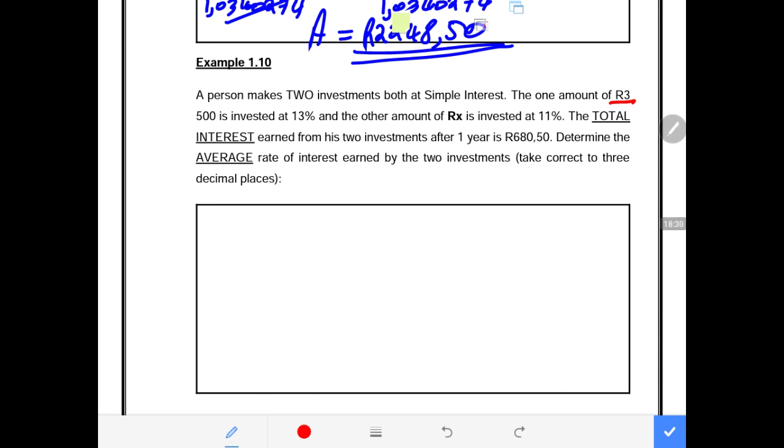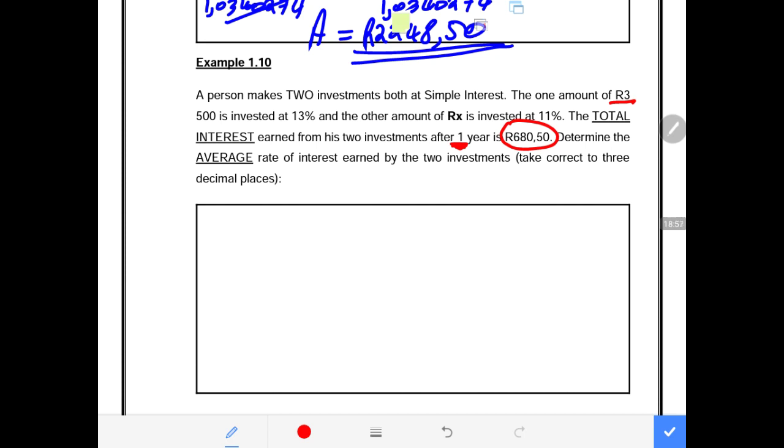So we know the rate of the second investment and the rate of the first investment, but we don't know how much was invested in the second investment. The total interest that was earned on his two investments after year one is 680 rand 50 cents, meaning the period in this case is 1. Determine the average rate of interest earned by the two investments.